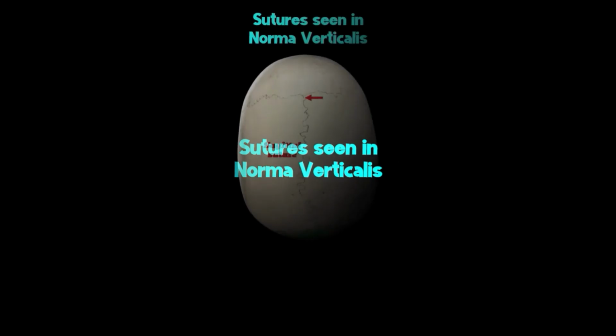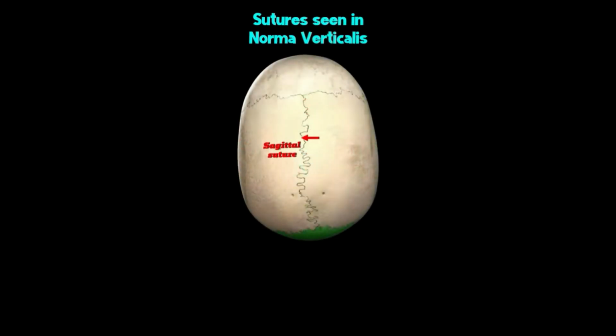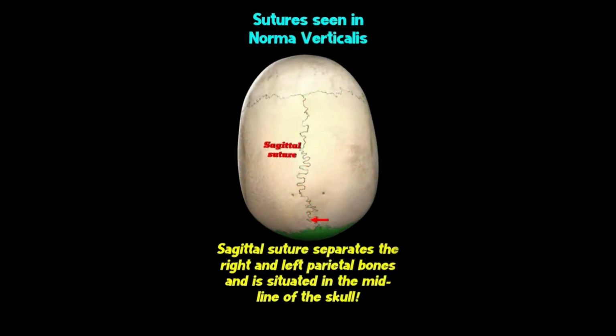The skull bones are united by a specialized fibrous joint called sutures. What are the sutures seen in Norma Verticalis? 1. Sagittal suture. This suture separates the right and left parietal bones and it is situated in the midline of the skull.